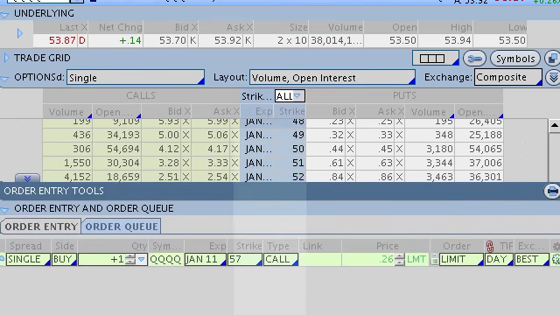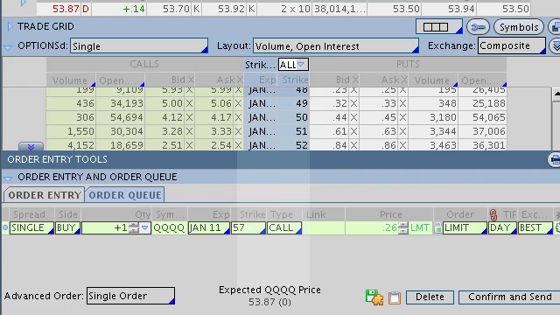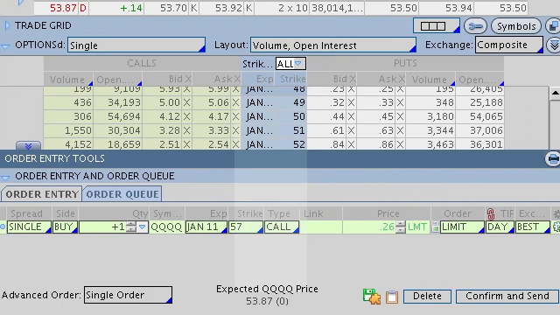Let me scroll up the screen here. Now here's our order dialog box down at the bottom. We're going to go over all the different order types that you can put into the market, but let's first explain what this is. This is a single order to buy, and you can change it here very easily to a sell order if you wanted to sell. This is a buy order for one contract of the Q, January 2011, 57 strike call.